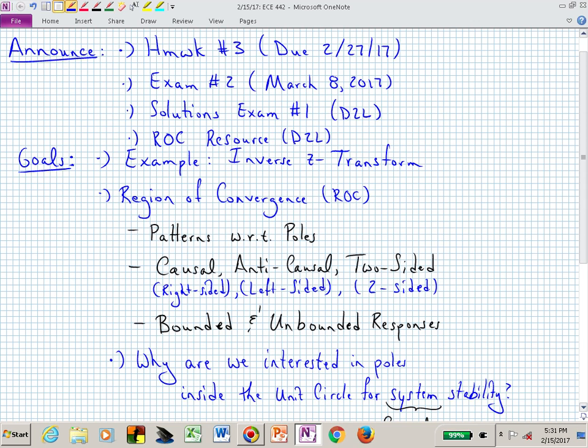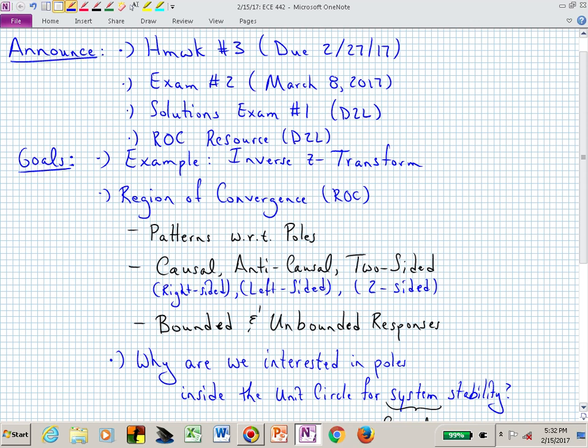Hopefully we can remember how to do those, and we'll talk more about the region of convergence in terms of the patterns with respect to poles, and how do we determine from the region of convergence pattern whether we have a causal sequence, an anti-causal sequence, or a two-sided sequence. And that is not necessarily the same. It isn't the same as whether your response is bounded or unbounded.